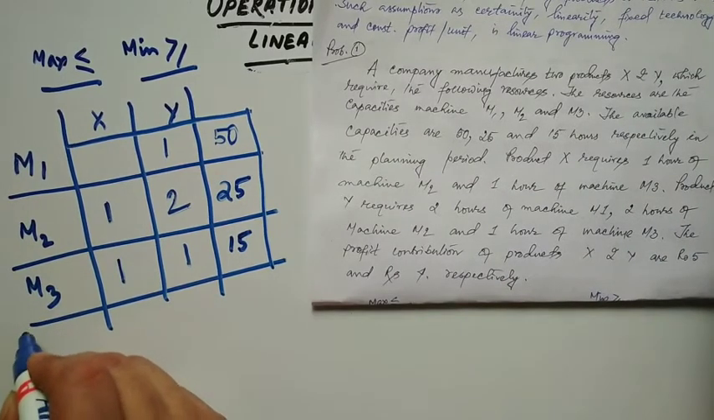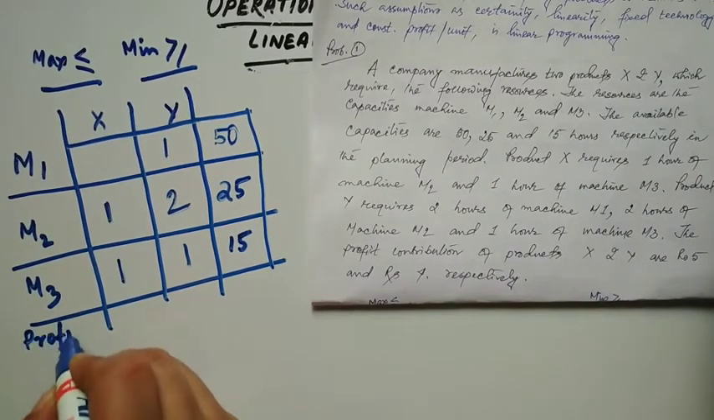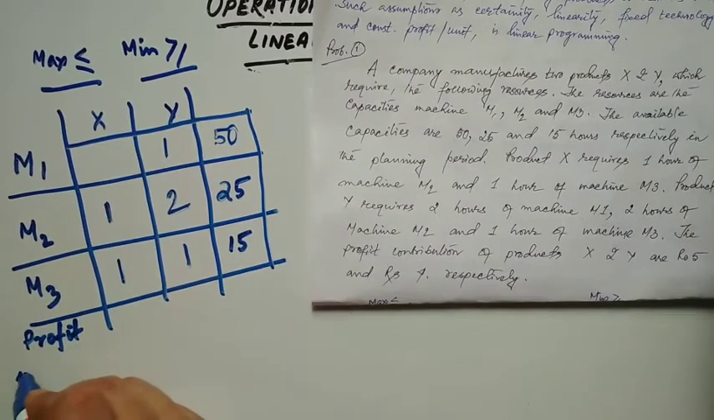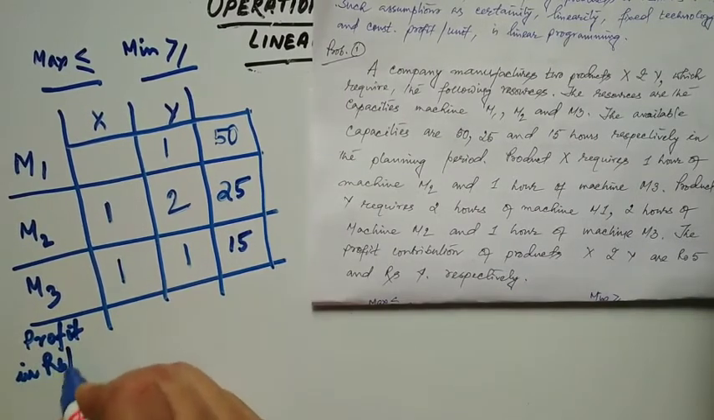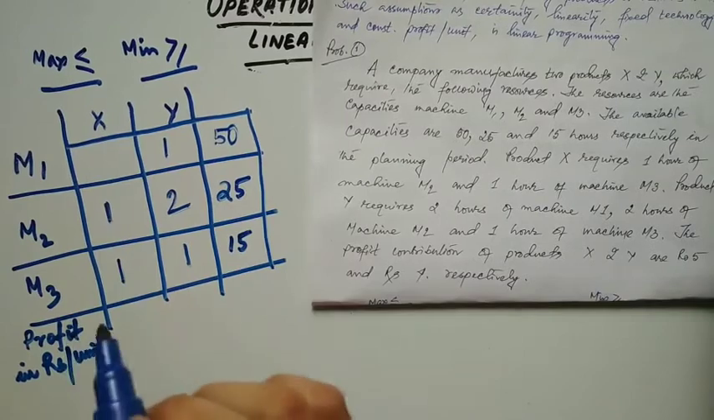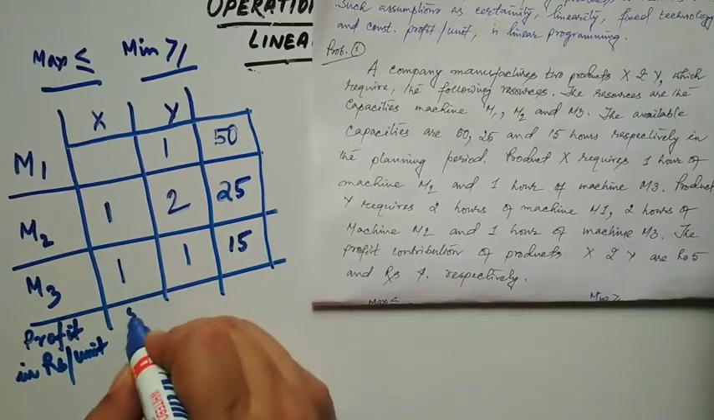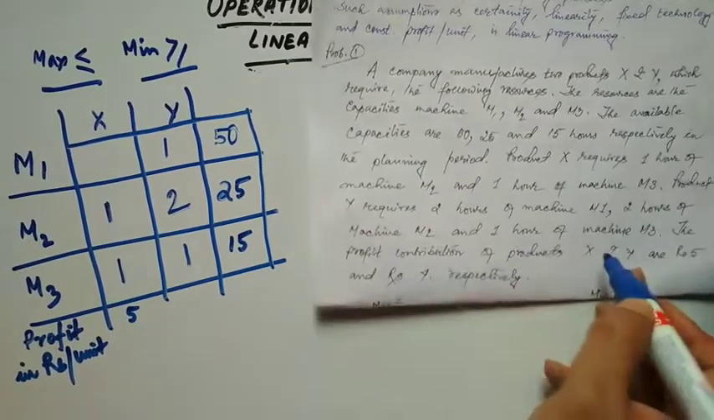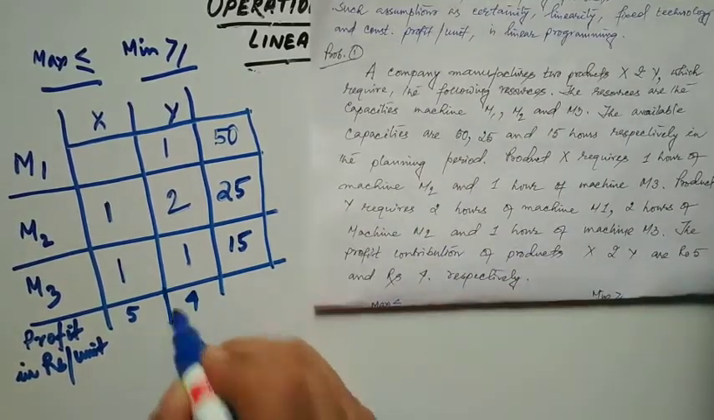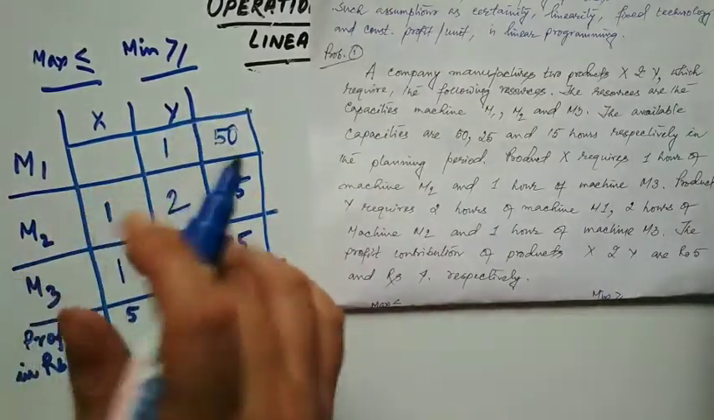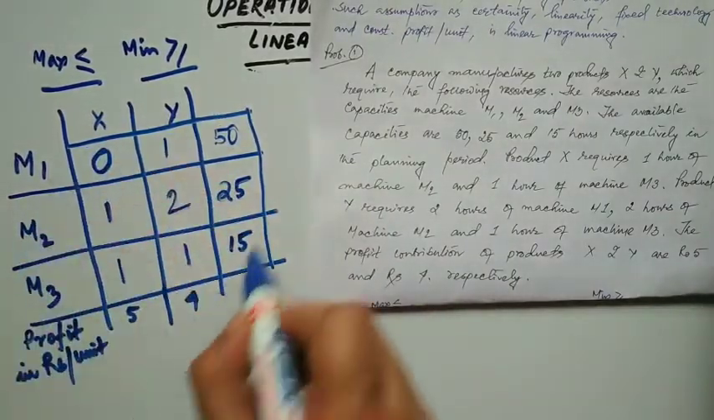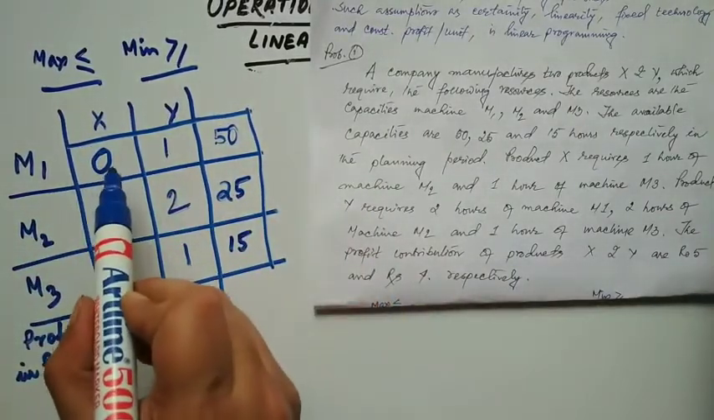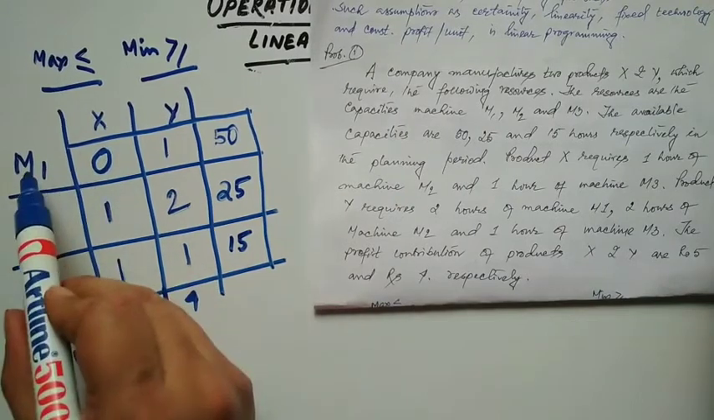Say profit in rupees per unit. So just write it like that. 5 is given for X and 4 for Y. After the formulation of this, as I have written 0 because there is no requirement of M1 for this particular X.